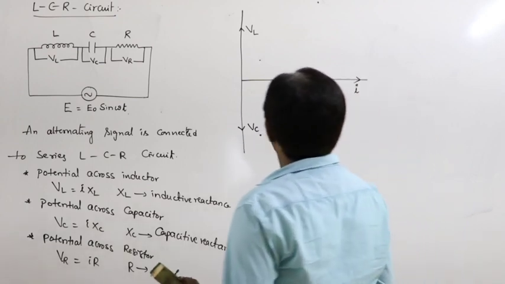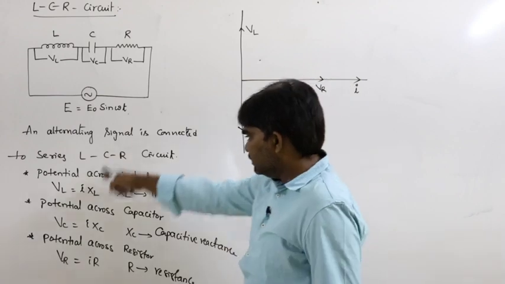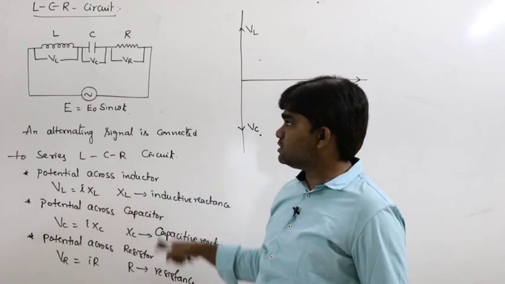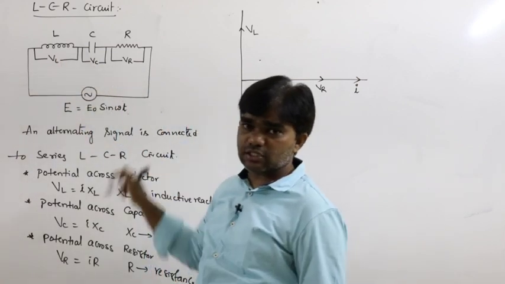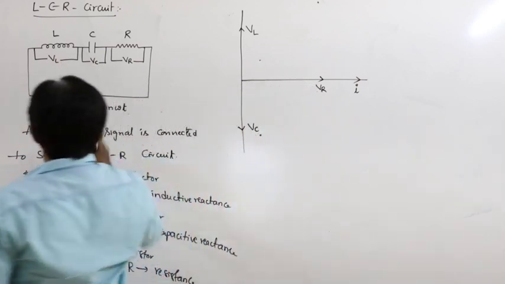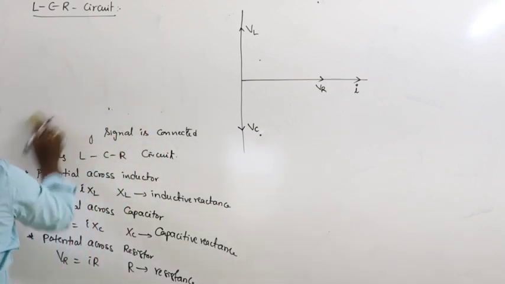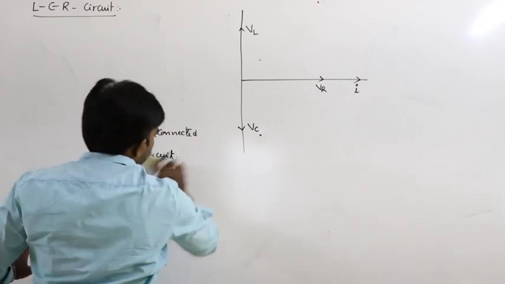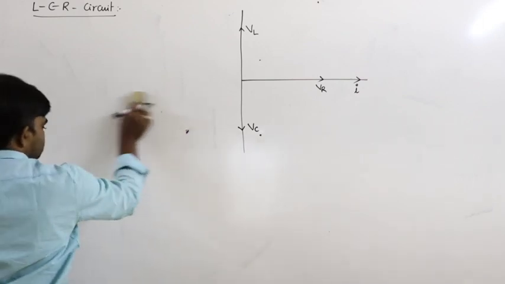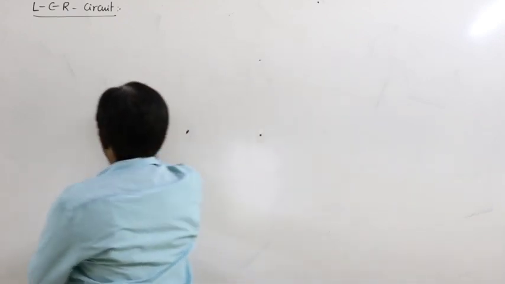First case here. So this is the phasor diagram and these are the potentials. Remember these potentials, and this is the circuit diagram, the LCR circuit, series combination of LCR circuit. So here we have three conditions in this. This is the phasor diagram. Again I will draw this here.